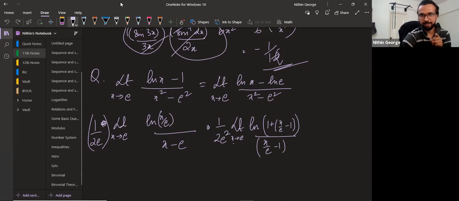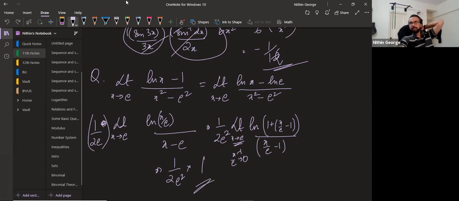Now, when x tends to e, I can see that x by e minus 1 is tending towards 0. This is my x part, as in ln of 1 plus x divided by x. So this becomes ln of 1 plus x divided by x, where x tends to 0. Then I get my answer as 1 by 2e square into ln of 1 plus x divided by x, which is nothing but 1. So I get my answer as 1 by 2e square.